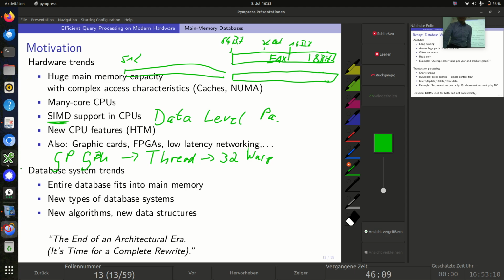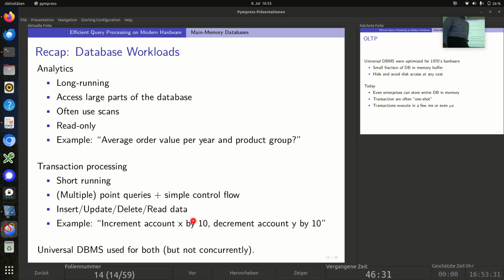Okay. And now the idea is, okay, let's make use of it. The first idea, so we were in 2016, is that the entire database system fits into main memory, and new types of database systems should be developed for that, and new algorithms, new data structures. So, recap, what is a database workload?